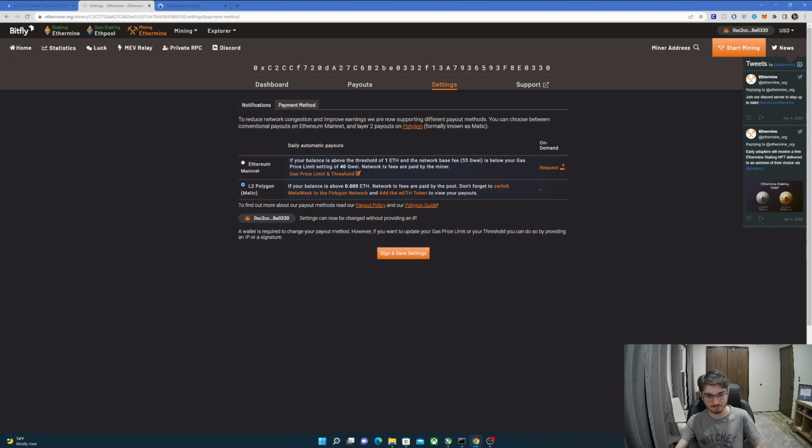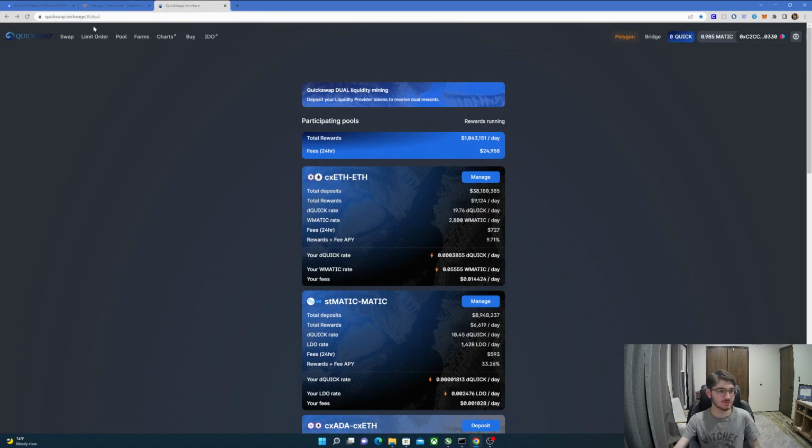Again, transaction fees are paid by the pool. Very low payment threshold, so I really like that. Low threshold for payout. You can go into quickswap.exchange.